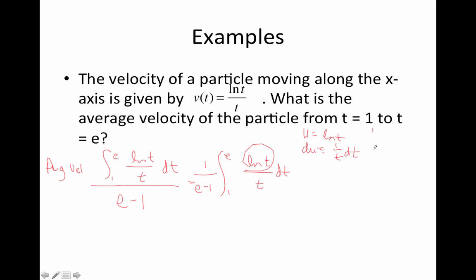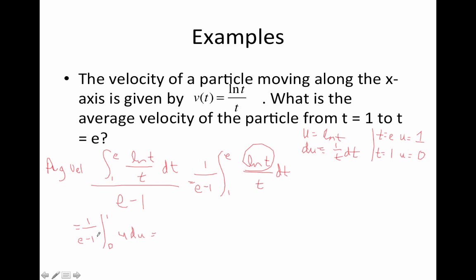And then if you want to change your limits of integration, at the upper limit, when t equals e, u is going to be the natural log of e, which is 1. And when t equals 1, u is the natural log of 1, which is 0. So this becomes 1 over e minus 1. Now in terms of u, the lower limit is 0, the upper limit is 1. And we get just u du. So the integration has just been much easier.